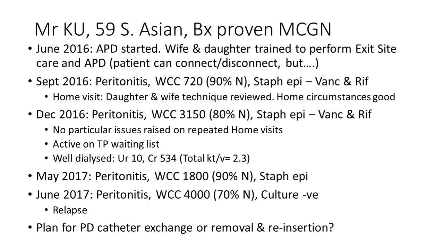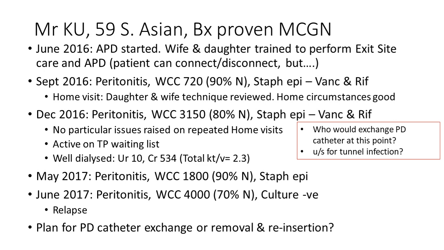We just can't carry on like this, even if he seems to respond each time we give him antibiotics. So in retrospect, what could we have done differently? What should we have done differently? So I suppose point one is we documented that we reviewed his home technique. I suppose we should have documented much more explicitly whether or not he had a tunnel infection, which is why he's getting these recurrent episodes of peritonitis.